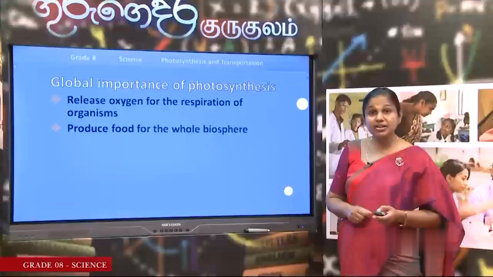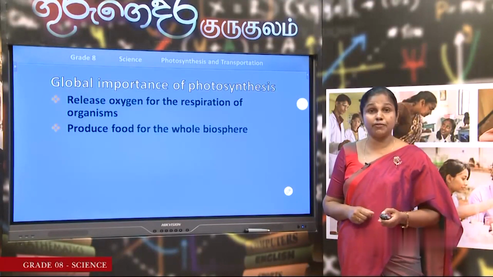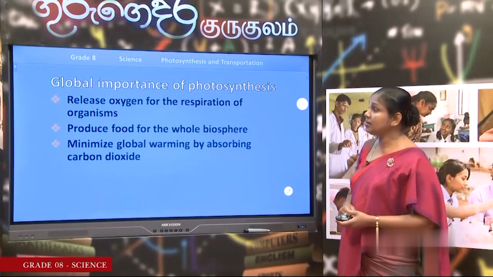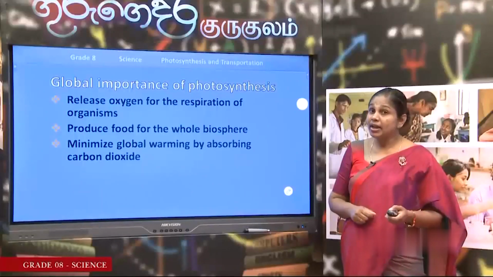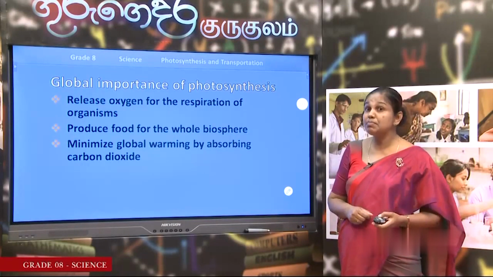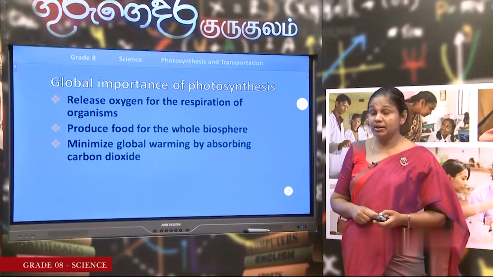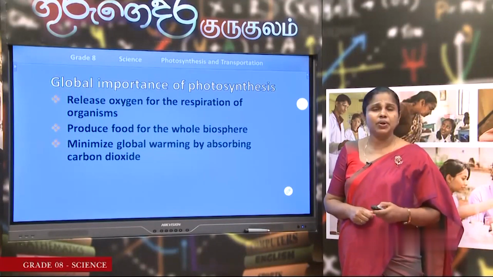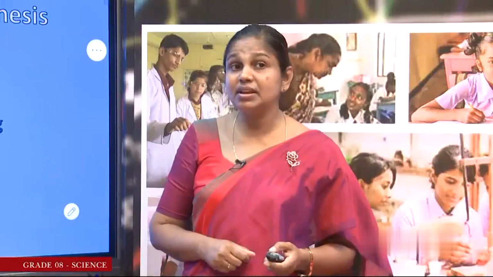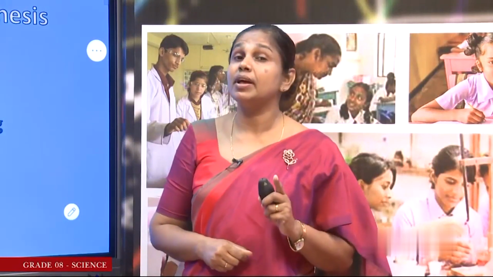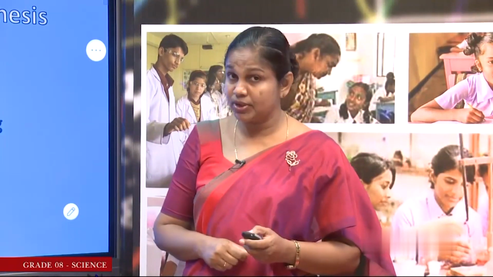So, the second reason for the global importance of photosynthesis is this. And third, as it absorbs carbon dioxide gas from the atmosphere, it helps to minimize the problem of global warming. You know, children, it is the ongoing, most recently suffering problem nowadays. Because of global warming, we feel so hot. When you go out in the daytime, it is very difficult to bear this hotness. The reason for this is the increase of carbon dioxide gas in the atmosphere.